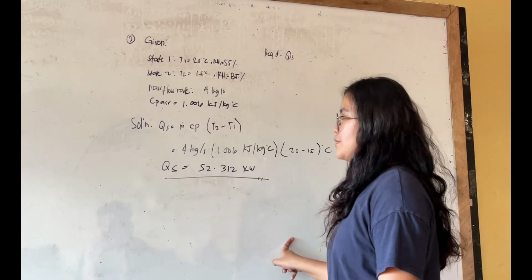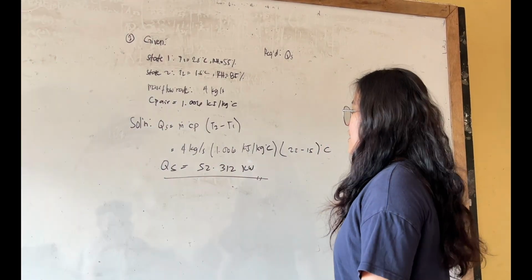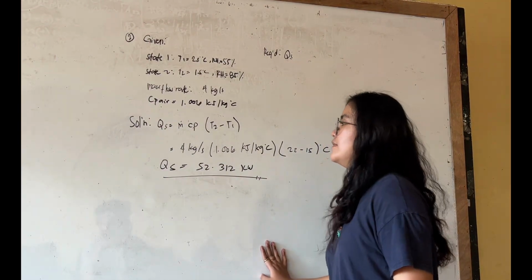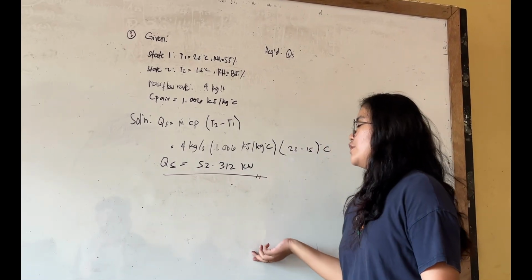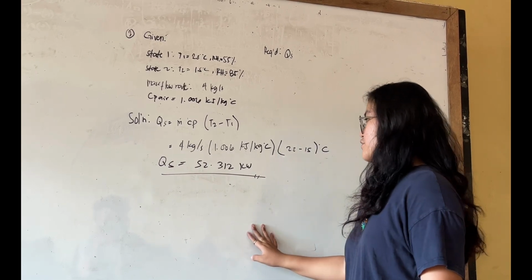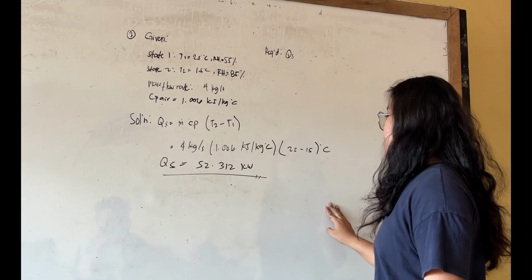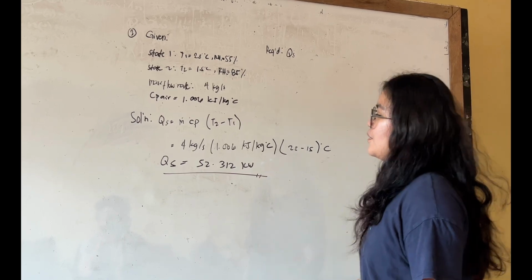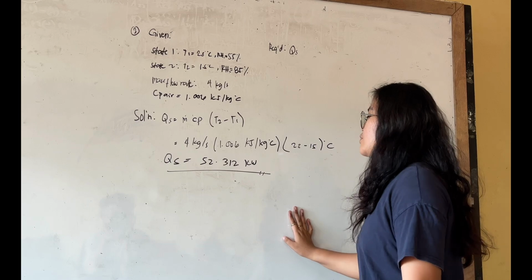And we have a formula of Qs is equal to mCp delta T, which is T2 minus T1. So we're going to plug in the values. 4 kilograms per second times 1.006 kilojoules per kilogram Celsius times 28 minus 15 Celsius. So we have an answer of 52.312 kilowatts.